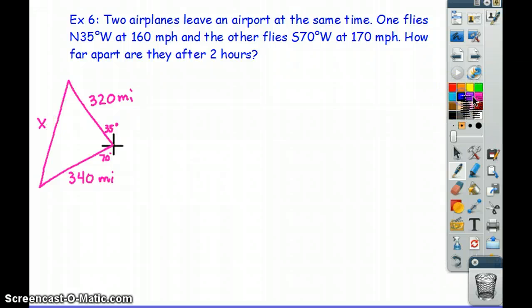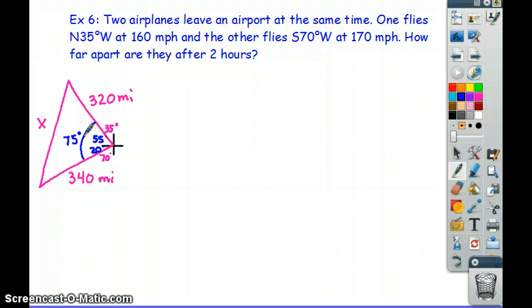Once again, the biggest part of these problems is the setup and getting your angles correct. If you get your angles correct, everything else falls into place. So we need this angle right here. Let's see. This is 35. This would be the complement of 35. This angle is 70, so we've got the complement of 70, giving us a total of 75 degrees.